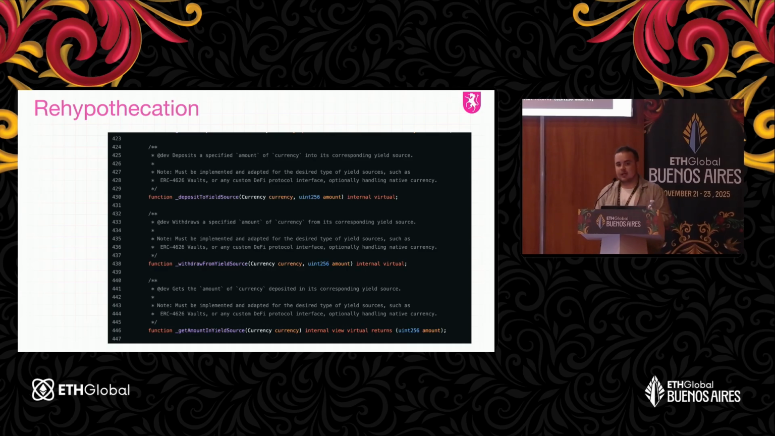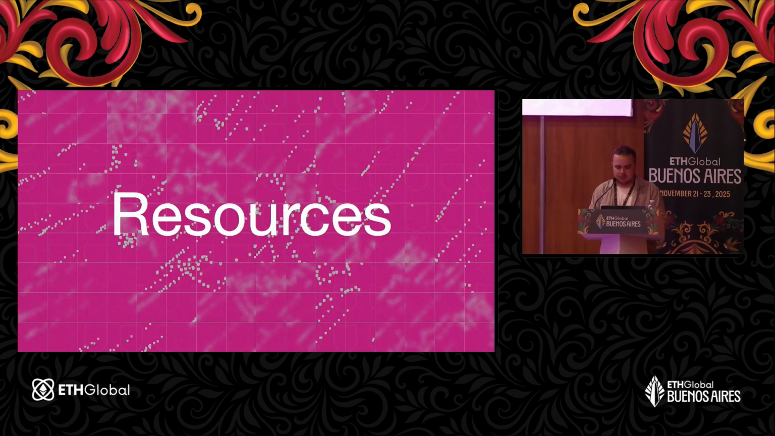And with the OpenZeppelin Uniswap Hooks library, there's the rehypothecation hook. I don't know if it's in the last release, but you can find it in the repo. Just by overriding these three internal functions, you can get rehypothecation. It's just deposit to this protocol, withdraw from it, and some amounts calculation. It's a really straightforward implementation, and it's really powerful.